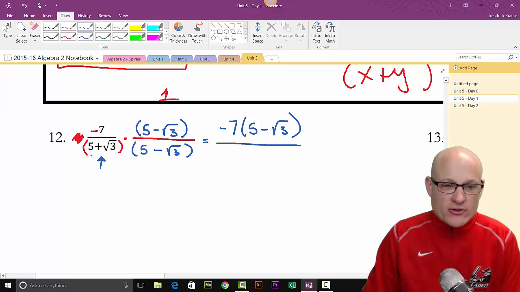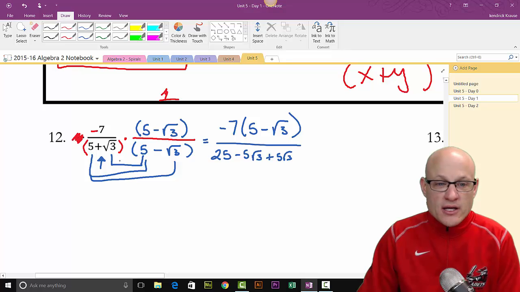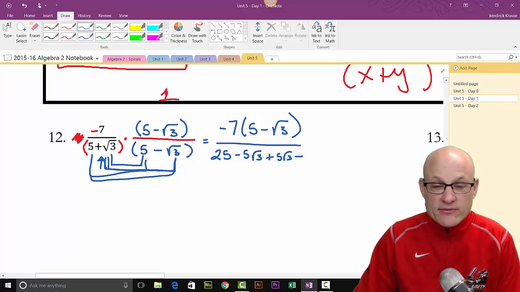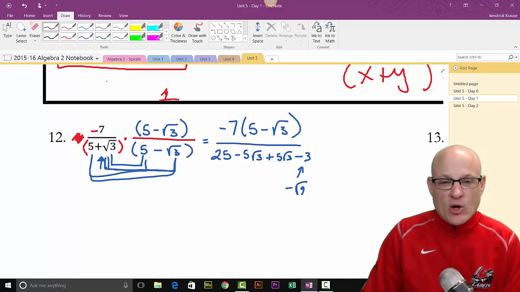Now we're going to double distribute. So these multiplied together give me 25. And then minus 5 radical 3 plus 5 radical 3. And then negative radical 3 and positive radical 3, when they multiply, give me negative 3. Now, I could write negative square root of 9, but it's really just negative 3. Well, why did I do this? I hope it's obvious now.